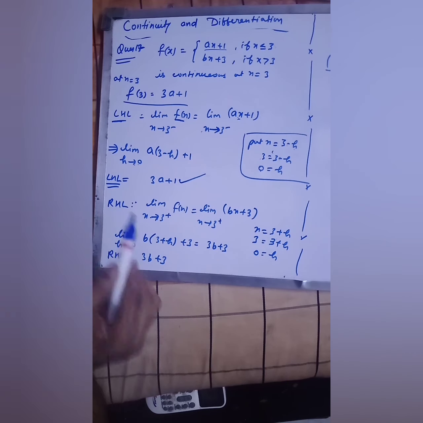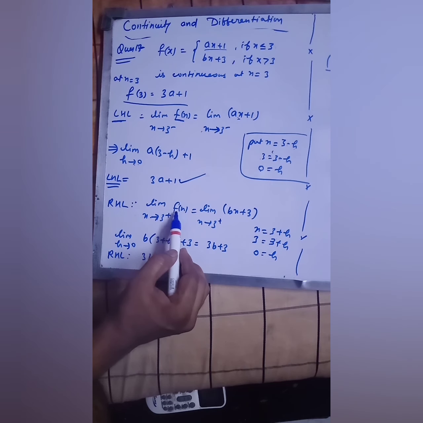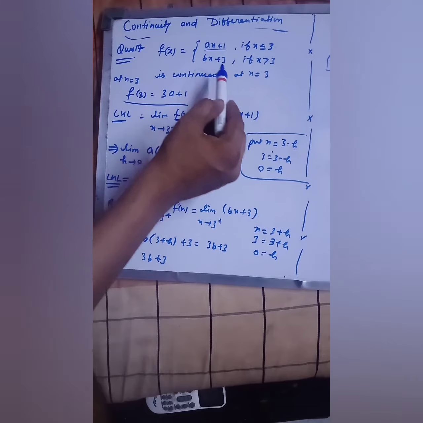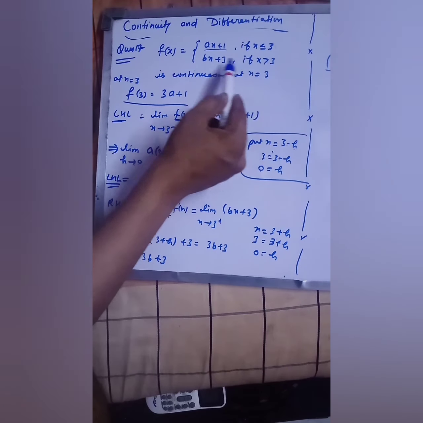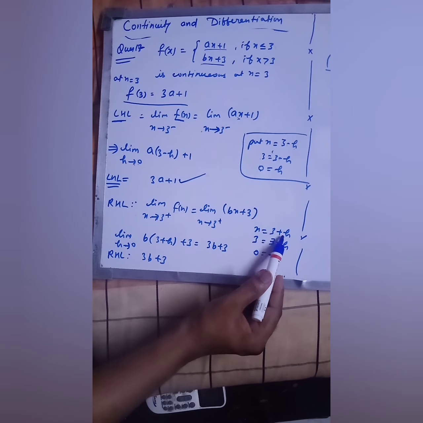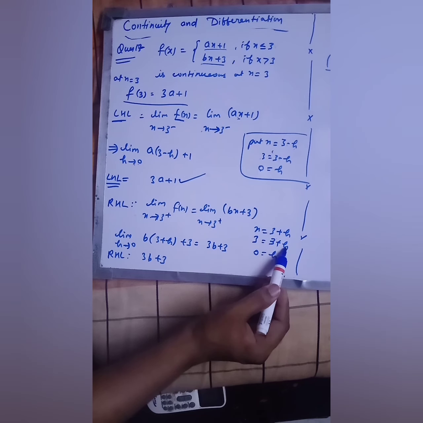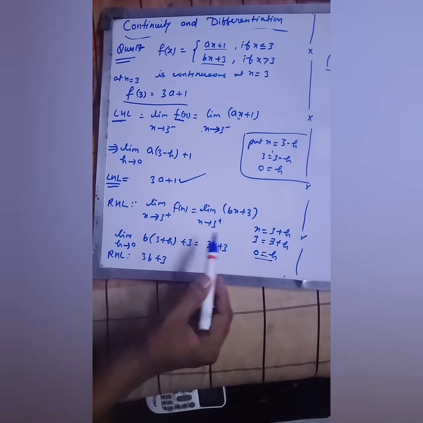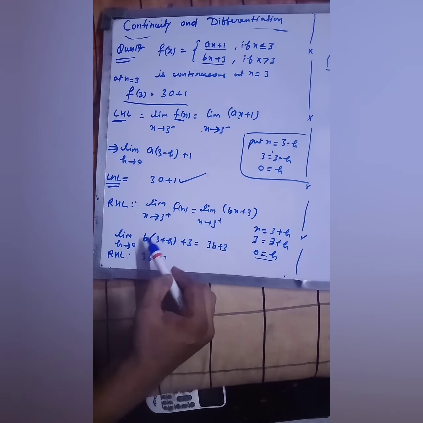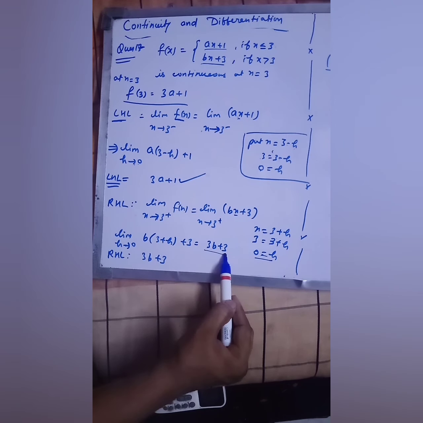Now you have to find out right hand limit. That is again same, limit x tends to 3 plus of function f(x). The value of f(x) you will take here, since x is greater than 3, the value of f(x) will be bx plus 3. Again x equals to 3 plus h, here you have to put a sign of positive because it is RHL. In place of x put 3, and the value of h will be 0. So now limit h tends to 0, b into (3 plus h) plus 3. Now put h is 0 here, you will get 3b plus 3.